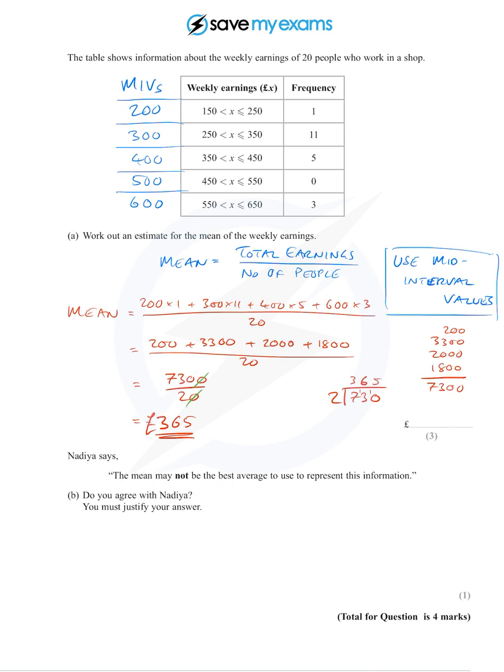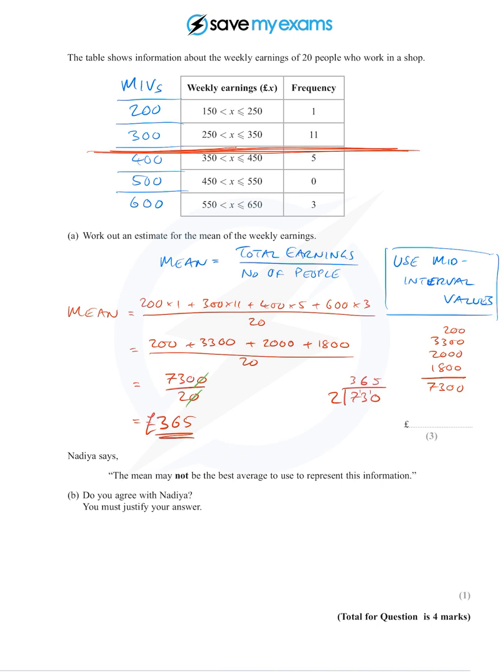Nadia says this mean may not be the best average to use to represent this information. Okay, well, why not? Let's have a think about that. Do we agree or don't we agree? Well, let's just look at where the mean is in this context. The mean is somewhere in this bracket here. If you look at the table, that's about where the mean is.